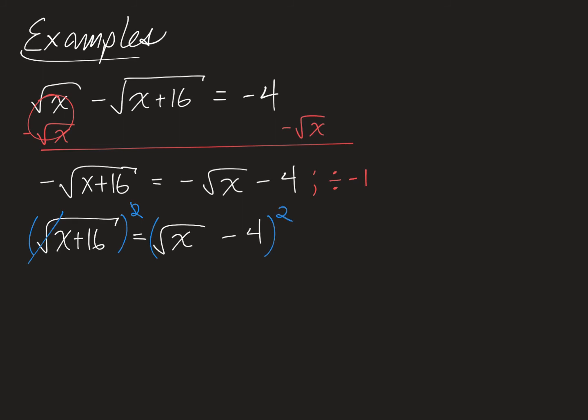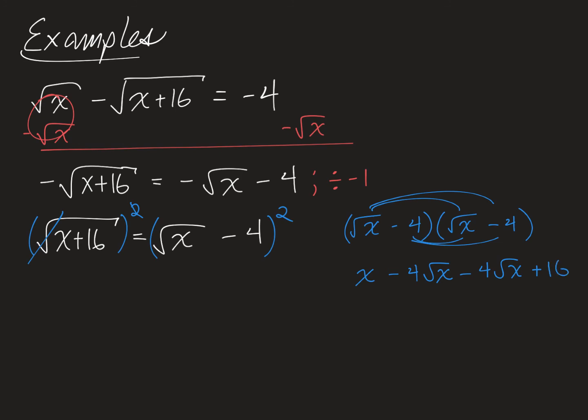You'll want to remember from the previous slide that this right side means we'll take the square root of x minus 4 and multiply it by the square root of x minus 4. I'm going to do it off to the side here, just a little bit of side work. So the square root of x times the square root of x simplifies to x. The square root of x times negative 4 is negative 4 square root of x. Negative 4 times square root of x is another negative 4 square root of x. And negative 4 times negative 4 is a positive 16.